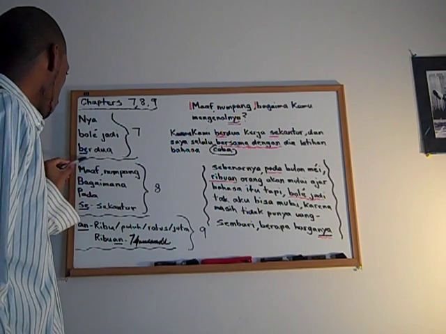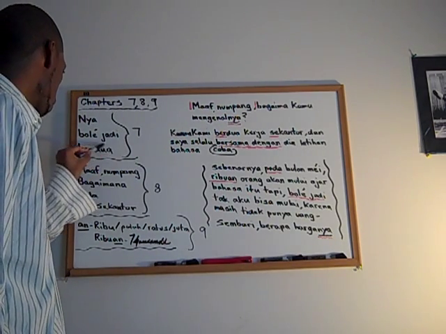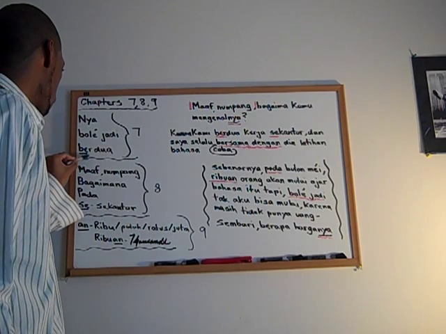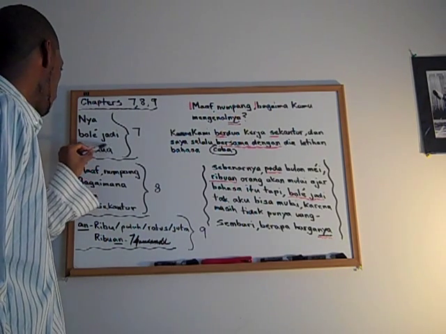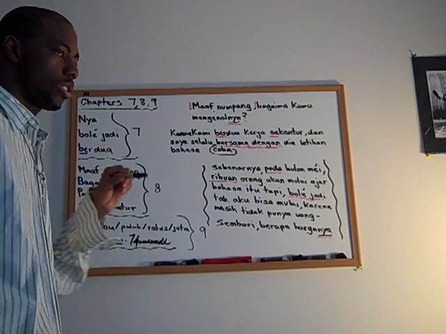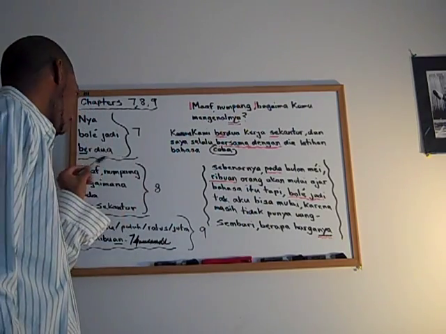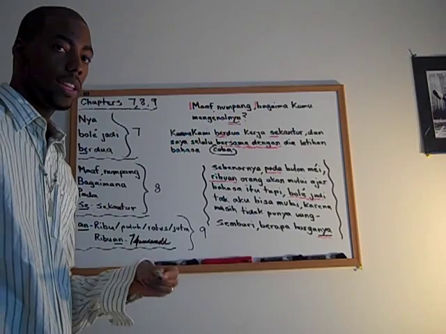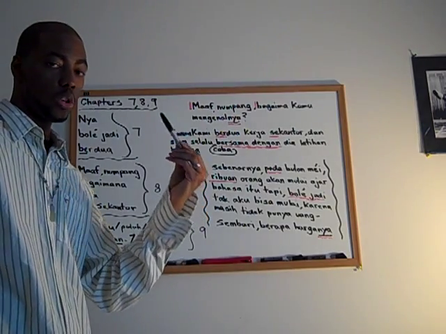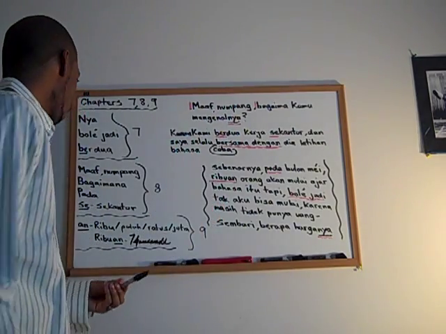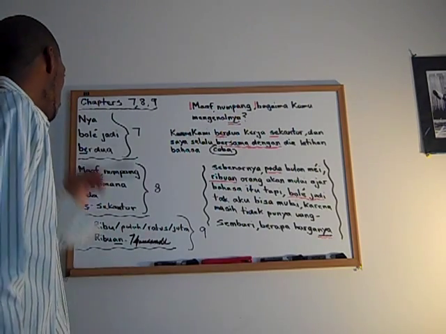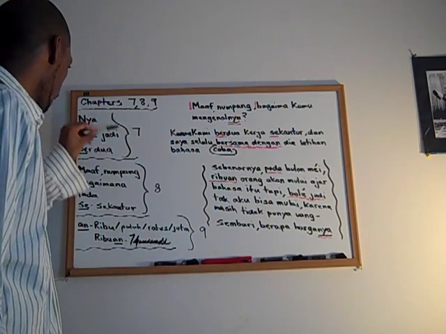Berdua. Now dua means the number 2, but they introduced ber, and if you add ber to any of the numbers in Indonesian, it will turn them into a group. Dua is 2, but when you say berdua, that means a group of 2, or a pair. So those were all introduced in chapter 7.